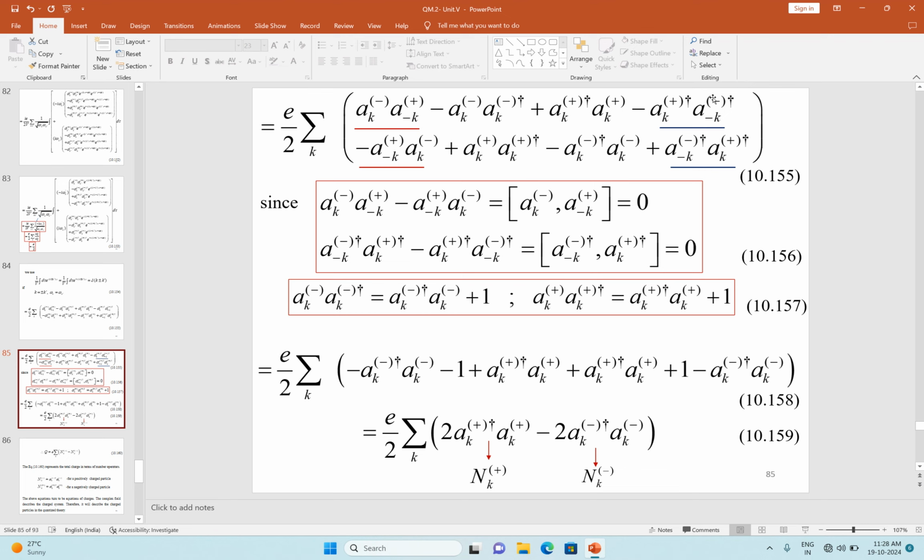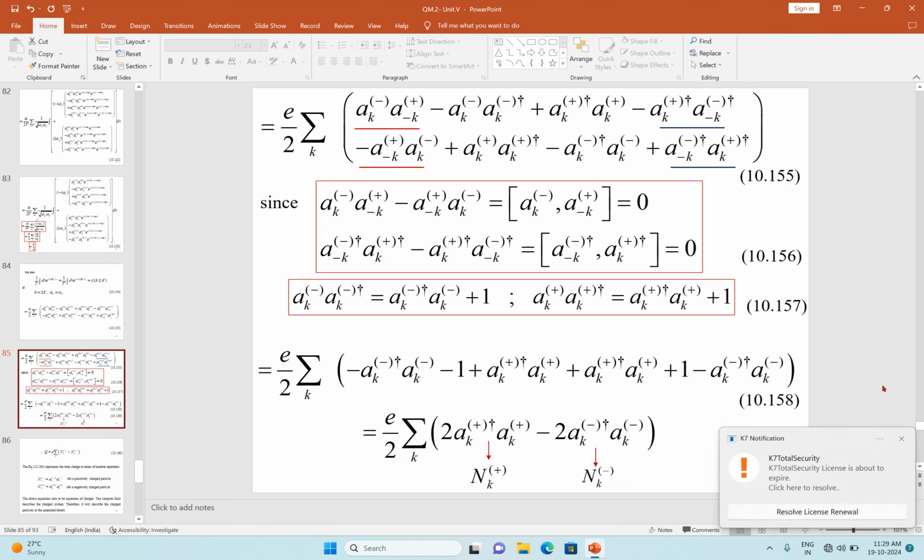Similarly, you just take the last two terms. See here, this term and this term. You have AB, this term will be minus BA. Look at these two terms. Again, AB minus BA will give you the commutation of A comma B, that also will become 0. So this term will become 0, as well as this term will become 0 here.